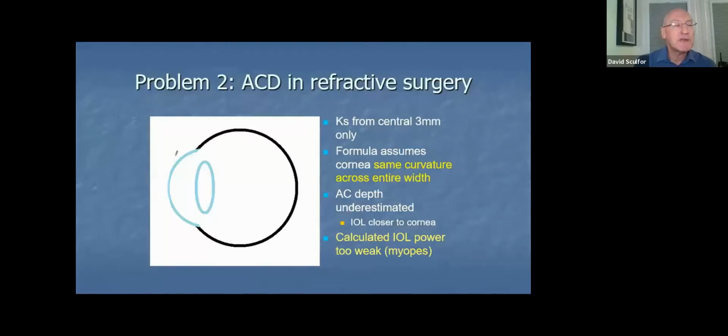So here's our virgin eye, and we're now going to flatten the front surface with a laser and create a new radius of curvature. Here's our true anterior chamber depth. The problem is the formula thinks the eye looks something like this. Now, of course, this is exaggerated for the purpose of the diagram, but you get the picture that the Kroll formula now thinks the anterior chamber depth is much shallower than it is. So it thinks the IOL is sitting close to the cornea, and again, with a previously myopic eye, you'll get a calculated IOL power which is too weak.